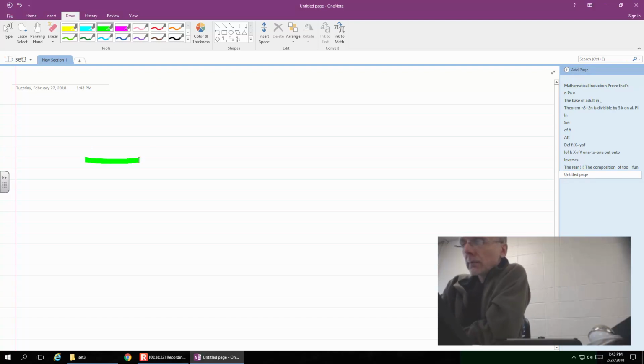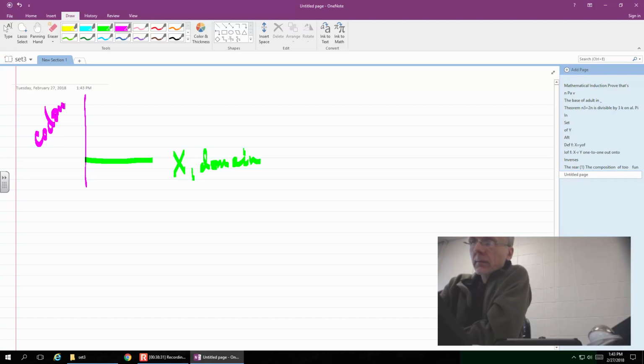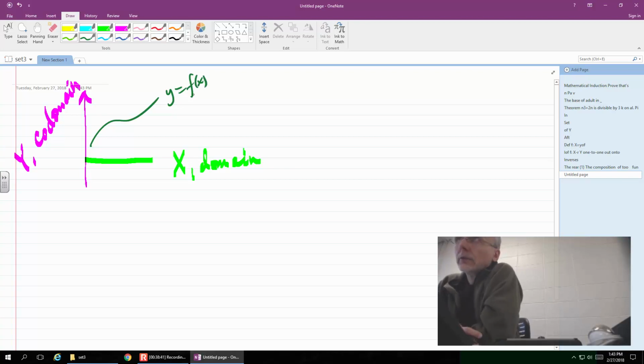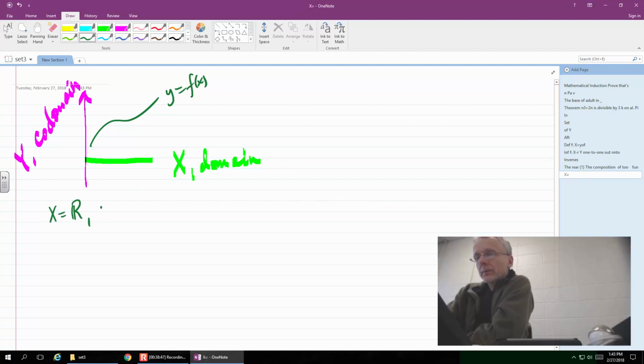codomain. So this is the domain X, domain of a function, and this is codomain Y. Okay, so X and Y, and then I have my graph y equals f of x. Okay, so this is when X and Y are both the real numbers or subsets of real numbers. So that's a calculus 1 situation.